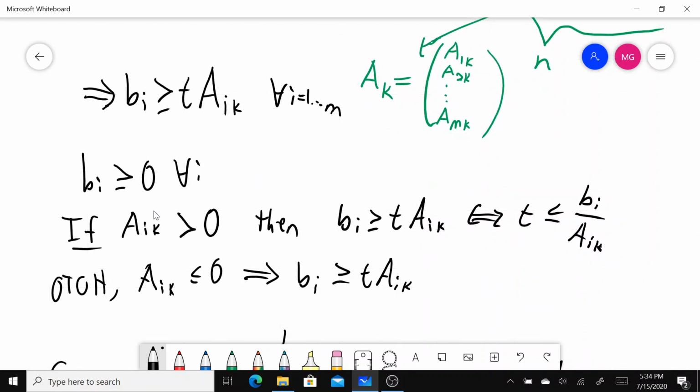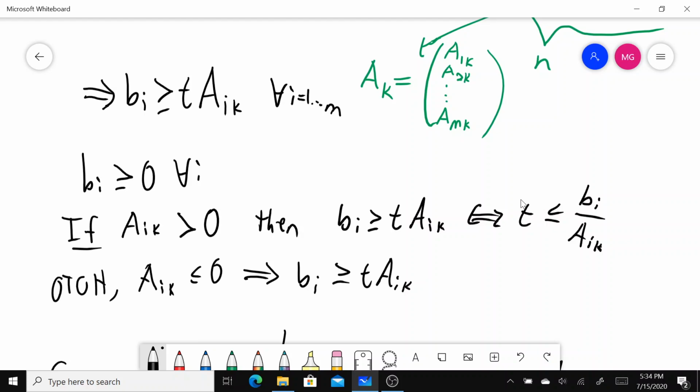Now, if this right-hand side, if aik is positive, it might not be, but if it is, then the only way for this constraint to be true, bi greater than or equal to t aik, is if and only if t is less than or equal to this ratio bi over aik.